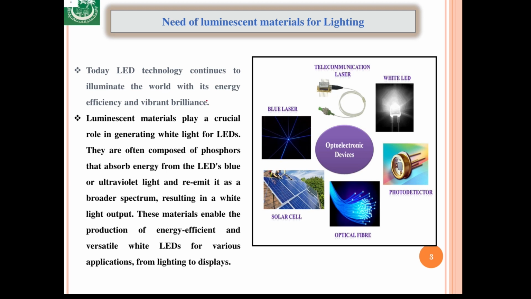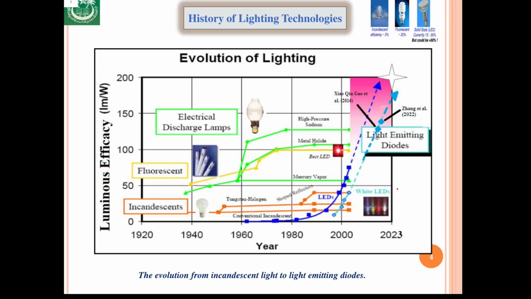The important parameter of a lighting source is the luminous efficacy, which is the amount of visible light emitted for a given amount of electrical power consumed. As we can see from here, the incandescent lamps' luminous efficacy could not be increased beyond about 40 lumen per watt. Then came the fluorescent lamps, and we can see that their luminous efficacy could be increased up to 100 lumen per watt.